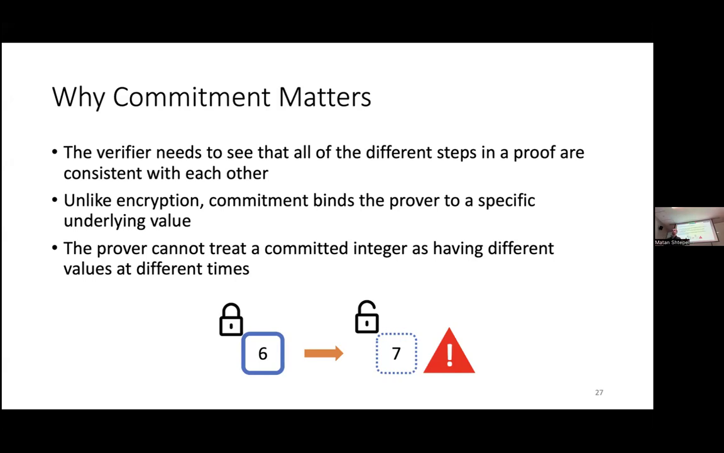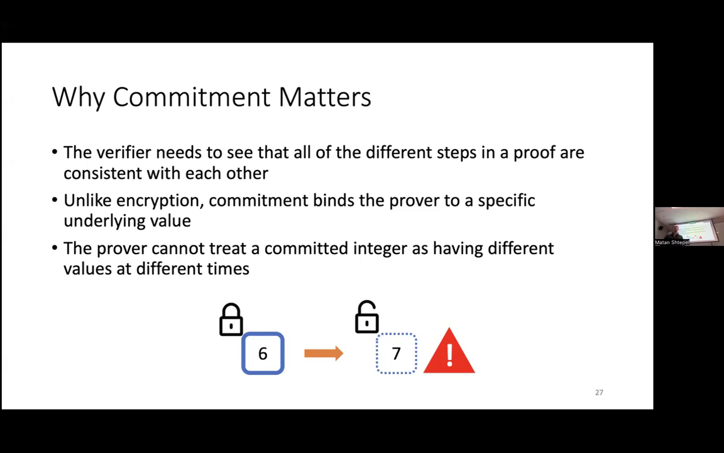And unlike plain old encryption, commitment binds the prover to a specific underlying value for what the hidden integer is. That means that the prover can't treat a committed integer as having different values at different times. If we have a committed 6 within our proof, it needs to behave as a 6 every time it's used, even though the verifier can't see that it's supposed to be a 6. But if the prover tries to pretend that this committed 6 is actually a 7, the verifier will be able to see that that's fake.